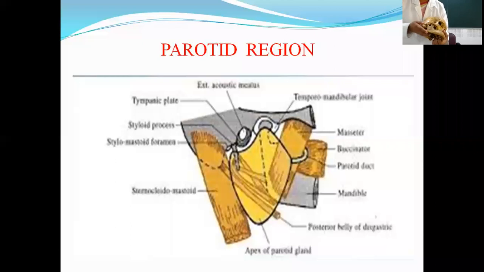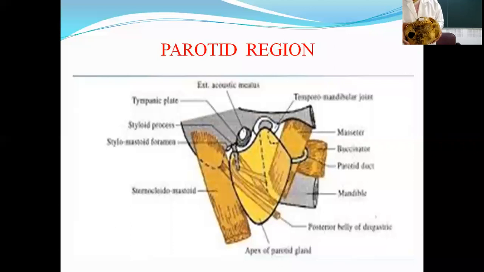Then above, what is the boundary? Here you can see an important meatus. What is this called? External acoustic meatus. And in front of this, we can see the joint formation between the mandible and the mandibular fossa. Now, I want to take out this mandible. Now you see, this is the mandibular fossa. So above, the parotid region is limited by the temporomandibular joint and the external acoustic meatus.